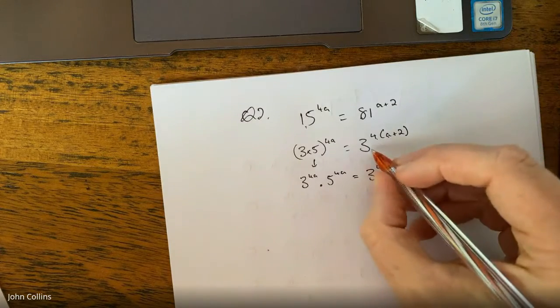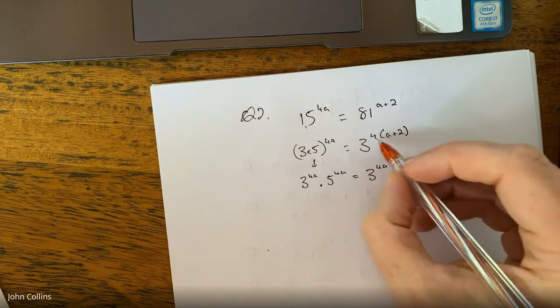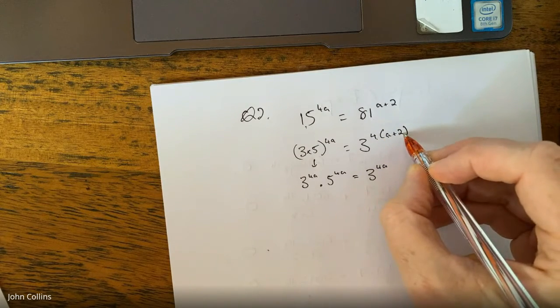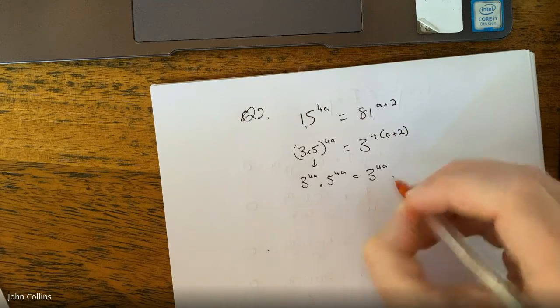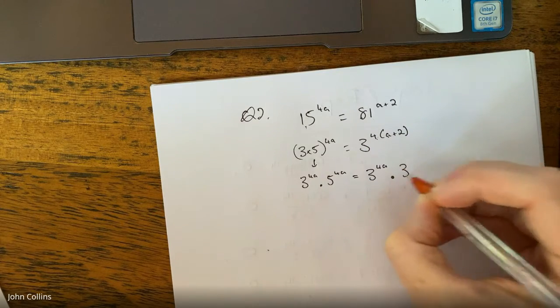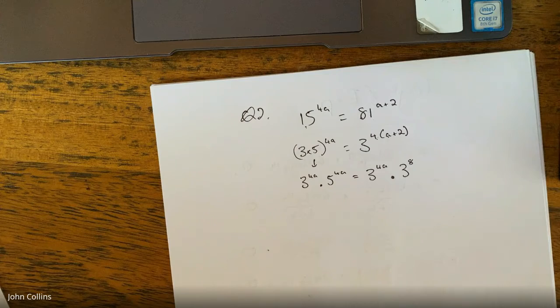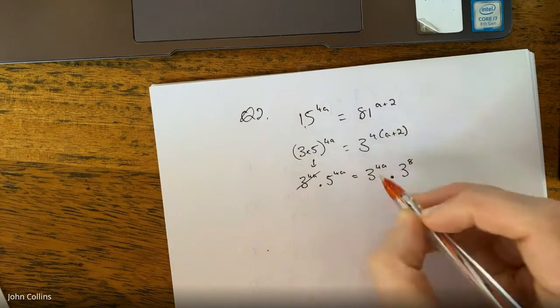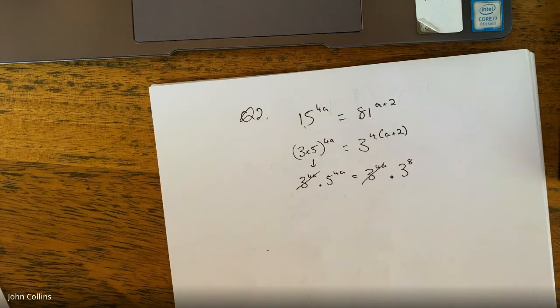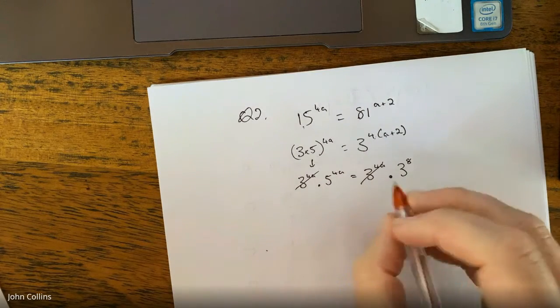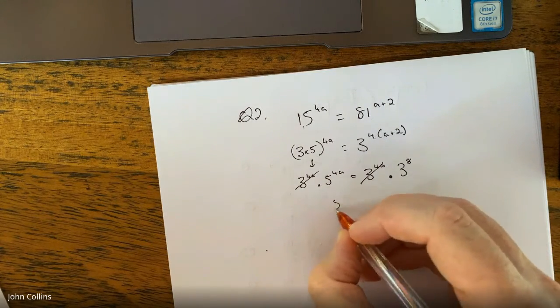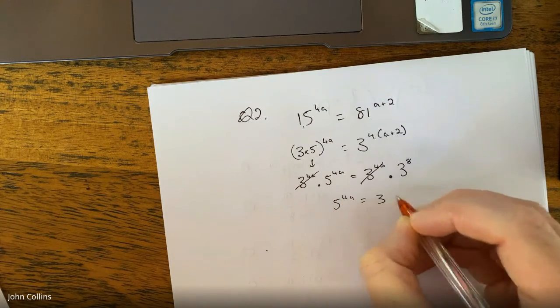And then it's going to be 3 to the 4a plus 8. So that will break up the same as this broke up into times 3 to the 8. And then you can, it's like unadding them, I suppose. Or unmultiplying them. All right, and the reason I did that is because this would cancel with this, and that eliminates some of our issues. So we got 5 to the 4a is equal to 3 to the 8.